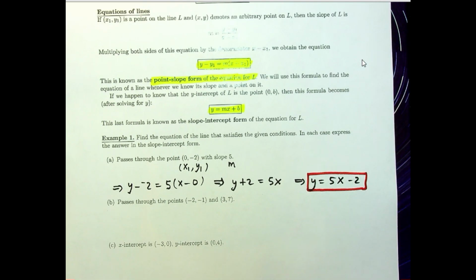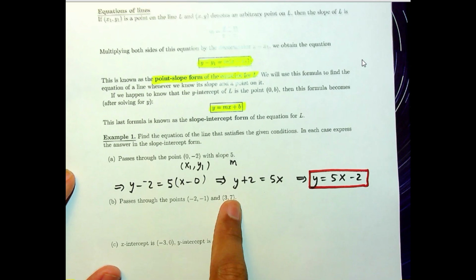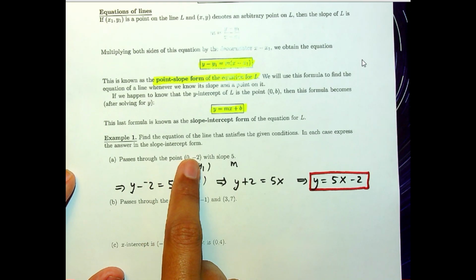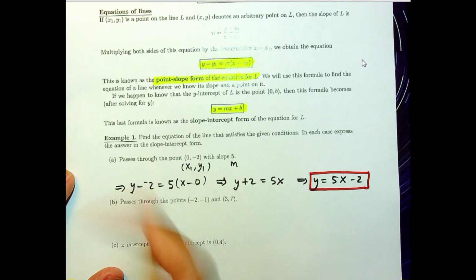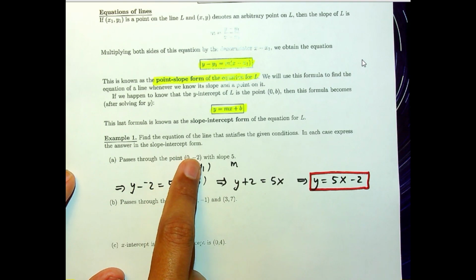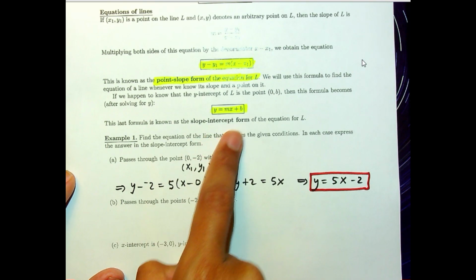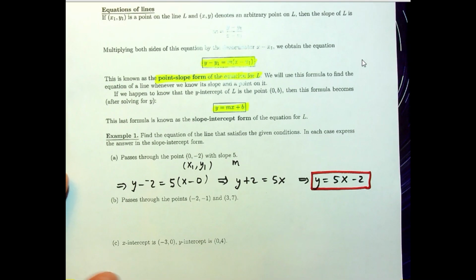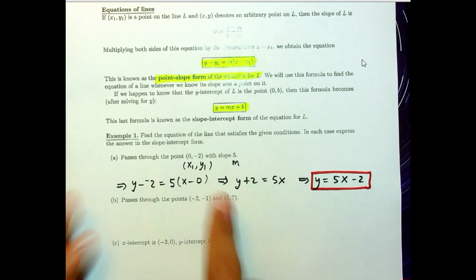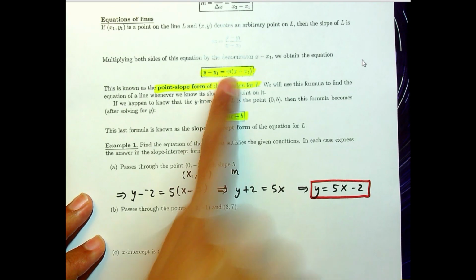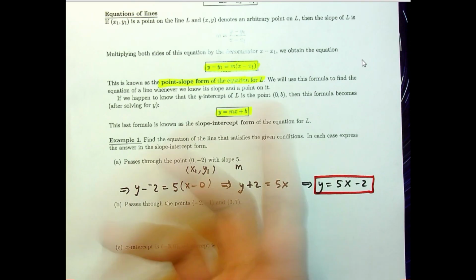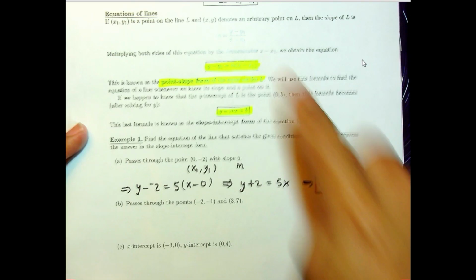Now we could have done this even quicker still, because if we had noticed that this happens to be the y-intercept, meaning the b is -2, then all we had to do was say here b is -2, m is 5, and done, right? So that would have been even quicker. But if you didn't notice that, then this formula always works, right? So that's the one I'm usually going to be using, this one.